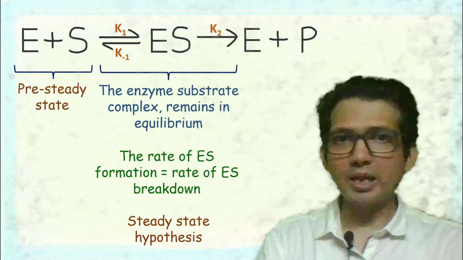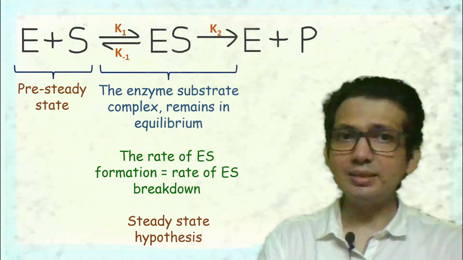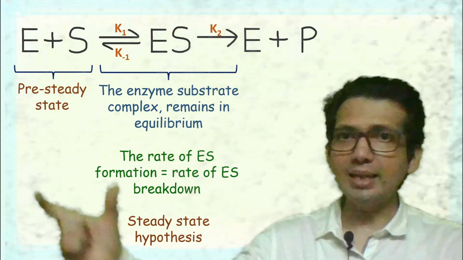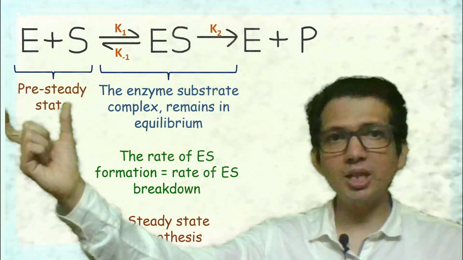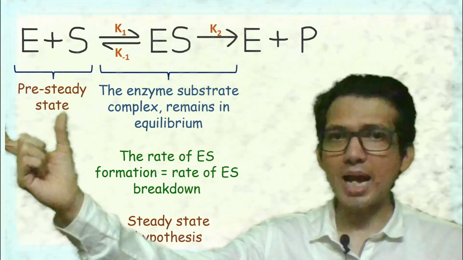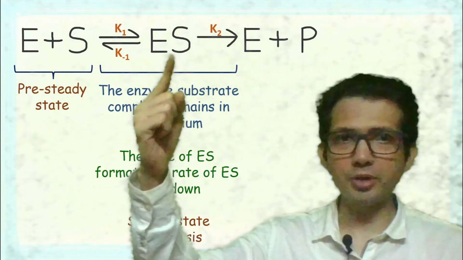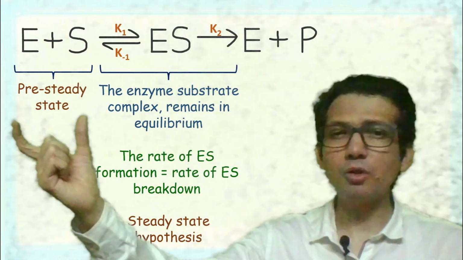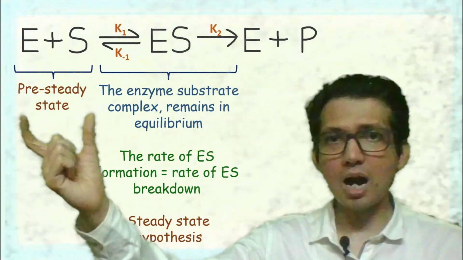Then we have something which is known as the pre-steady state hypothesis. This is a stage where the enzyme and substrate are just mixed and they react to form the enzyme substrate complex. The pre-steady state remains for a very short period of time.